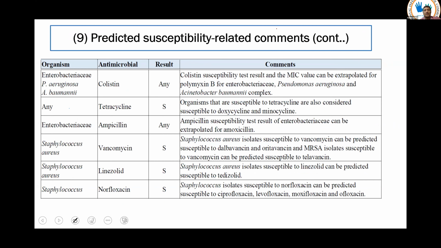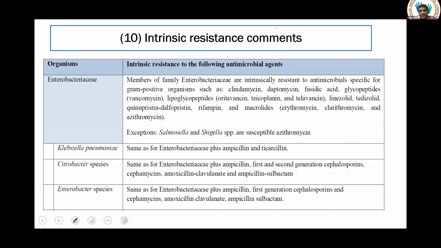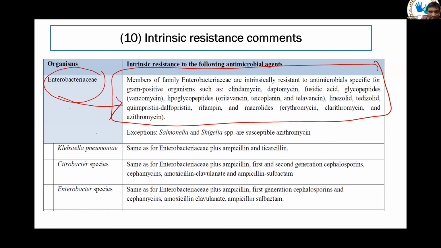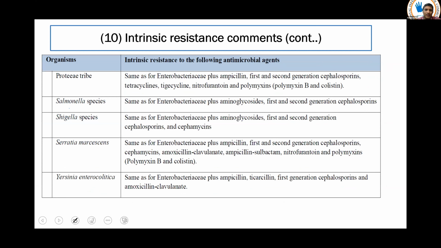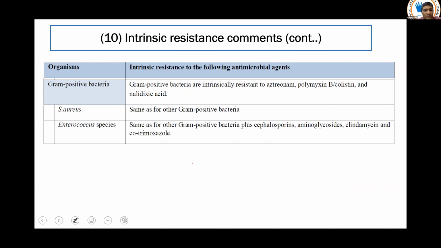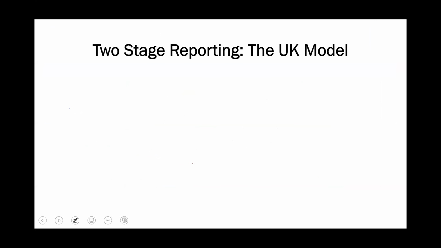Then intrinsic resistance comment. In Harita's session we discussed the various intrinsic resistance comments. Don't presume that the clinician will know which drugs the organisms are intrinsically resistant to. For Enterobacteriaceae, it is humanly not possible, because there is a whole list of antibiotics to which Enterobacteriaceae is intrinsically resistant. In addition, for Klebsiella, these are extra antibiotics; for Citrobacter, these are extra antibiotics, and so on. So this is always a part of our comment. We have an intrinsic resistance comment box where the list of antibiotics will appear, and we make sure that the clinicians do not use those antibiotics. This is the continuation of the intrinsic resistance comment. So there are various types of comment boxes.